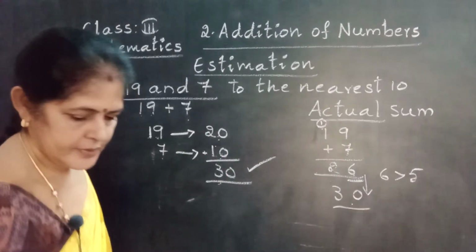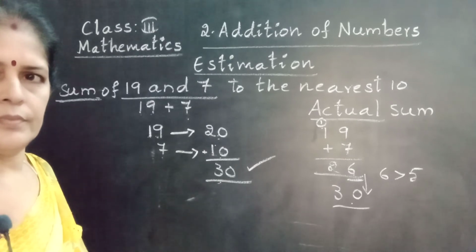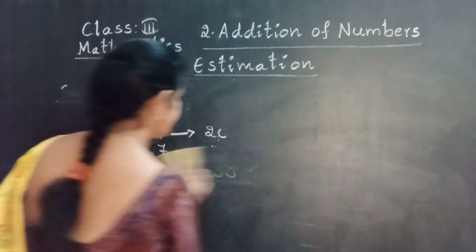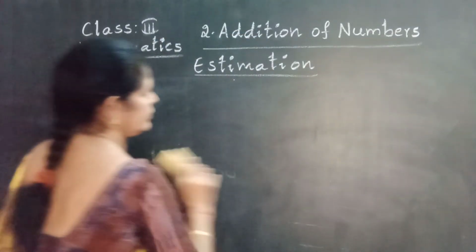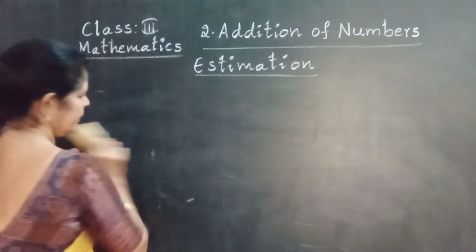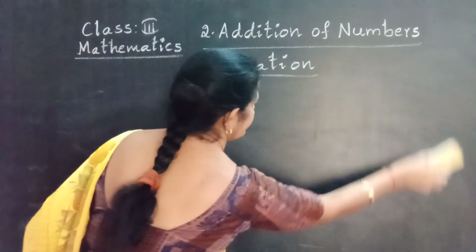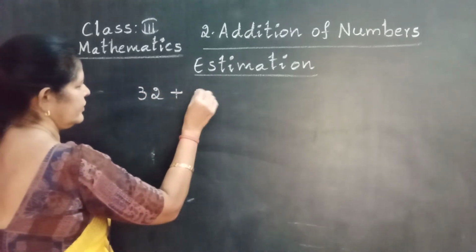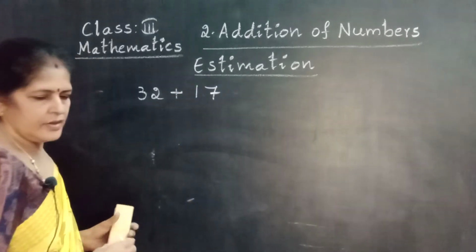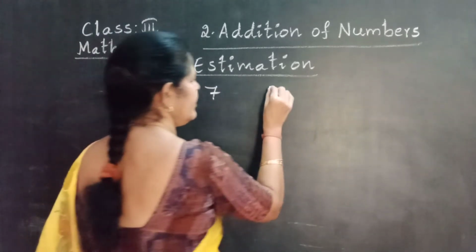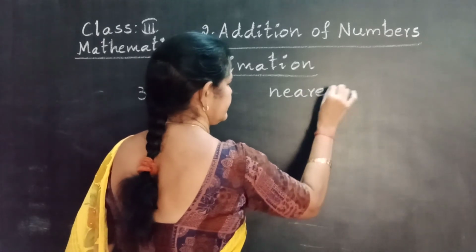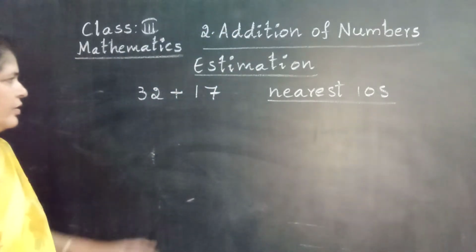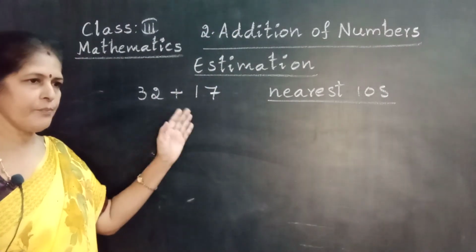Another example. Next one. Estimated sum of 32 and 17 to the nearest tens. Estimate the sum of 32 plus 17. Sum means total.